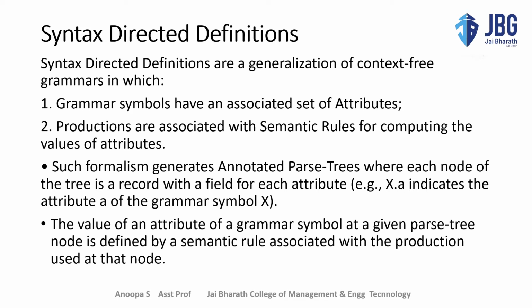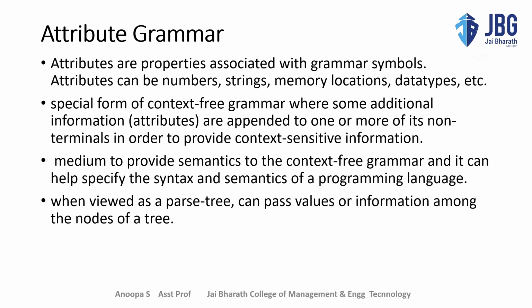An annotated parse tree will have a node which is a record with a field for each attribute. For each attribute, we have an additional field. For example, capital X is the grammar symbol and A is our attribute, so this is a record. Now, the value of an attribute of a grammar symbol at a given parse tree node is defined by a semantic rule that we have discussed. Now, what is an attribute grammar?